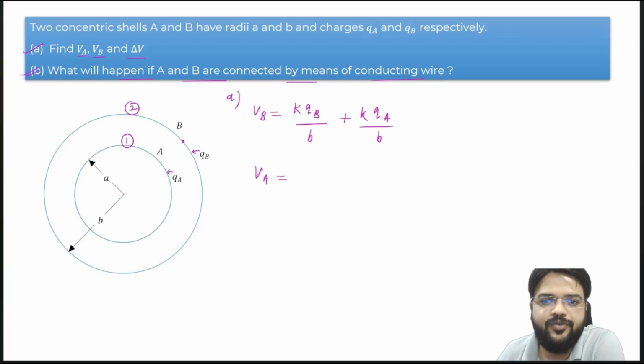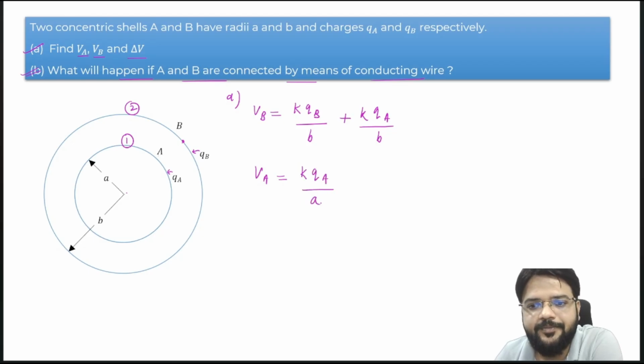Now see, what is the VA value? It is K QA divided by A. So the potential on the surface of A is K QA by A, plus the next thing: the potential due to the second cell at point A can be written as K QB by B. See, this point A is present inside the second cell, and due to this QB charge, the potential on cell B is K QB by B. So whatever potential is present on the surface, the same potential is present inside the cell also. This thing we know. That's why we are adding K QB by B here. Correct?